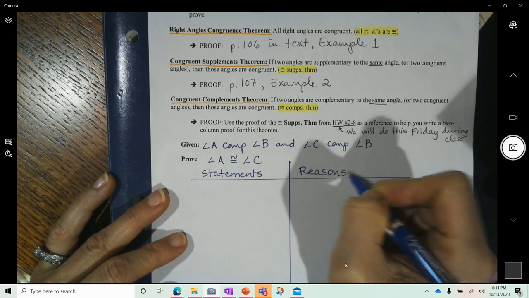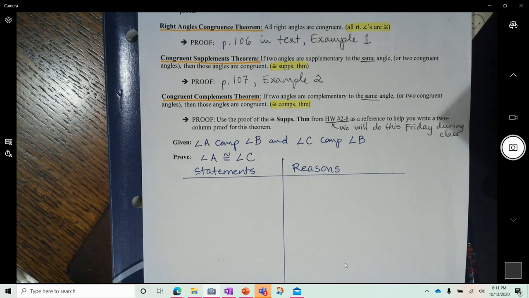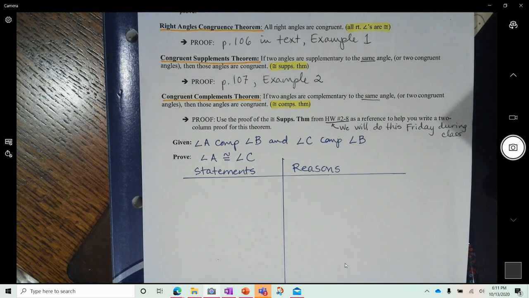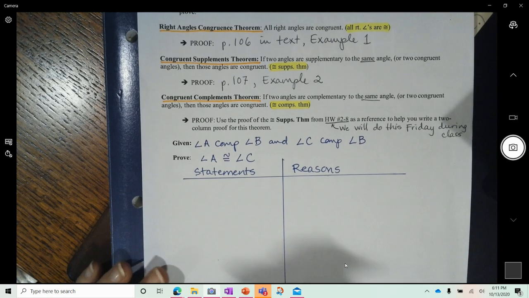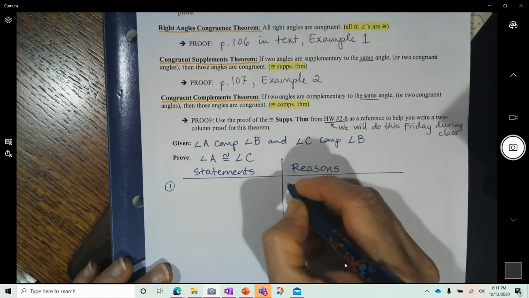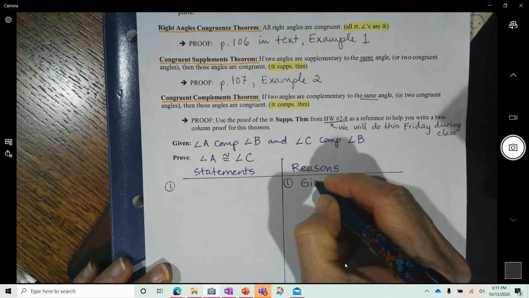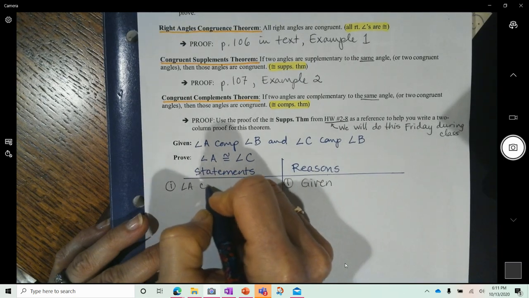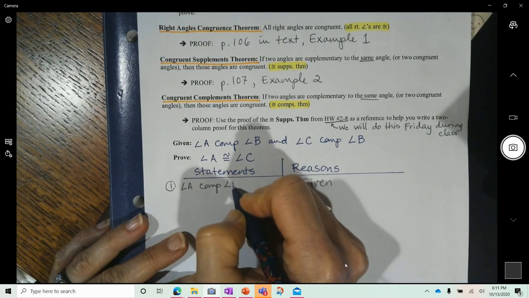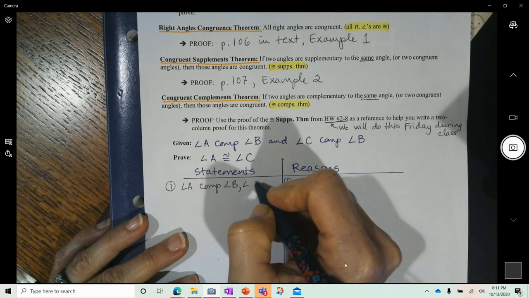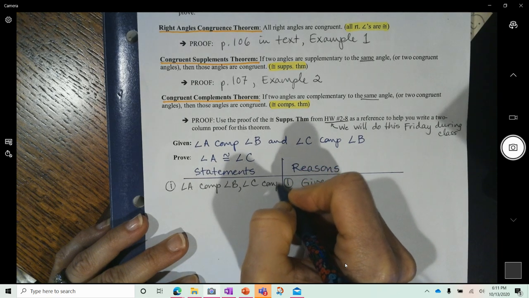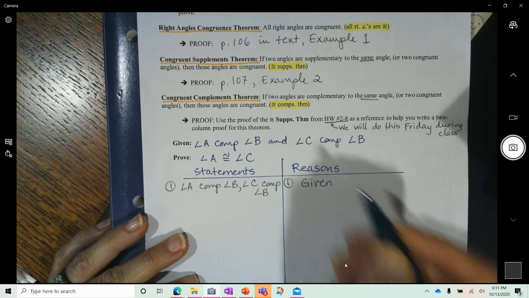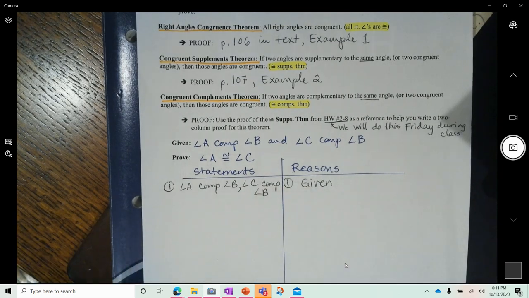These are our reasons. And if it helps, draw a picture on the side. So first step is always write down what you are given. You're given angle A is complementary to angle B, and angle C is complementary to angle B. Whoops, I wish I'd made it just a little bit longer.